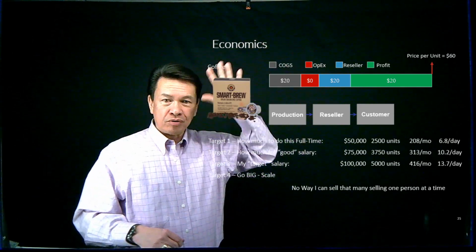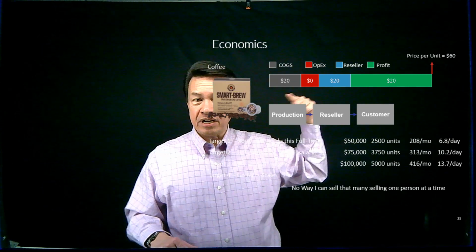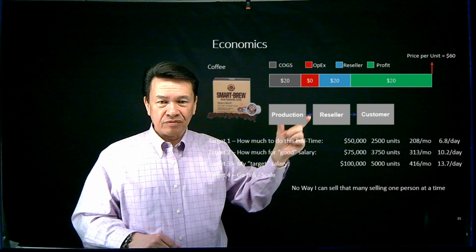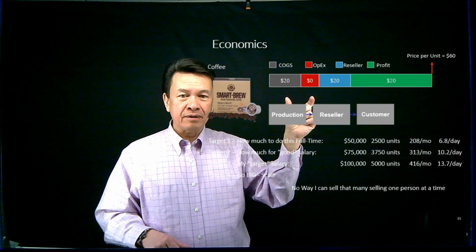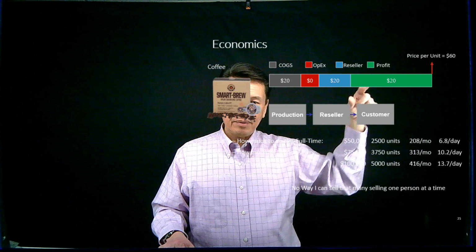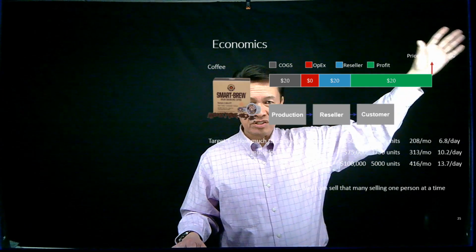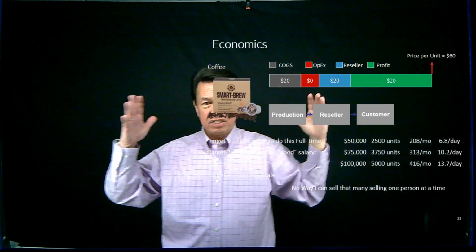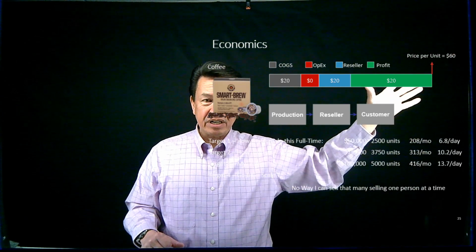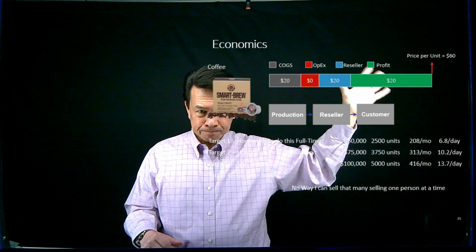So that's called Smart Brew, okay? And in this case, let's say it's $20 to actually create. So my whole box of coffee in there, about $20 to create it. I've got some overhead. In this case, I'm going to have a reseller, but let's say my profit margin is 20. So I'm going to sell it for 60 bucks, which is kind of pricey, but $60 for the box, okay? And I make $20 every time I sell it, okay?